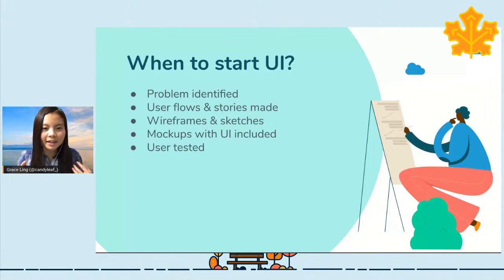And so usually UI comes a little bit later in the product design process, usually after the problem's defined, the stories are made, the wireframes, the sketches are made, and the mockups are included. It's actually after testing, because these are more higher fidelity stages you'll get into, but it's also super, super important.